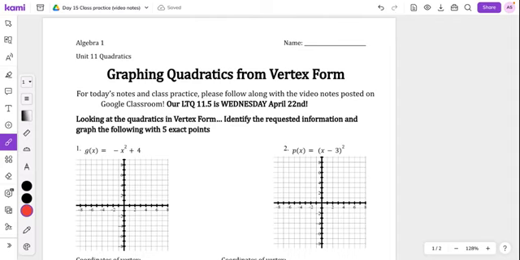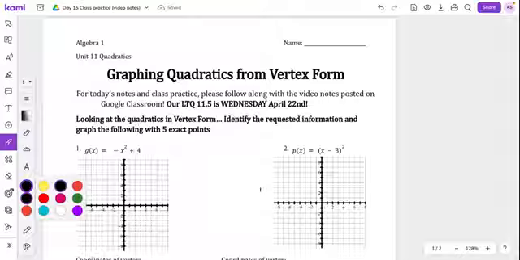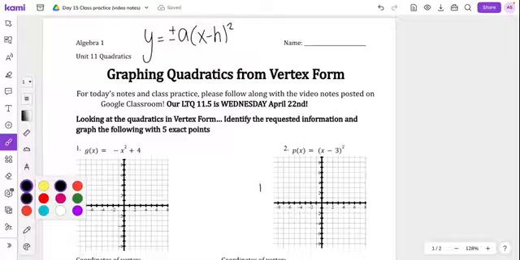So a few things we learned yesterday was that we have this equation of a quadratic, a parabola that's written in vertex form. And that is the equation that y is equal to plus or minus a times the quantity x minus h squared plus k. And we can remind ourselves that that plus or minus up at the front that's being multiplied by a is the concavity, whether it's concave up or concave down.